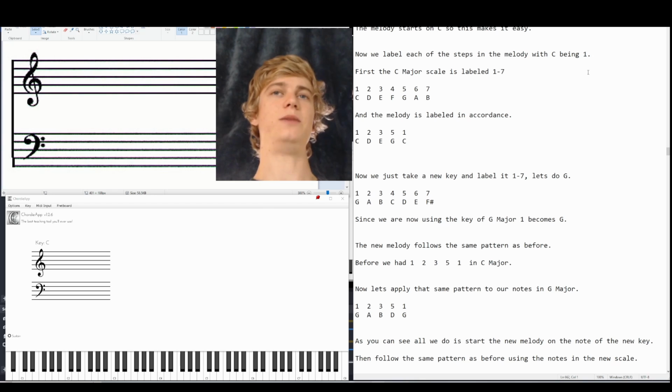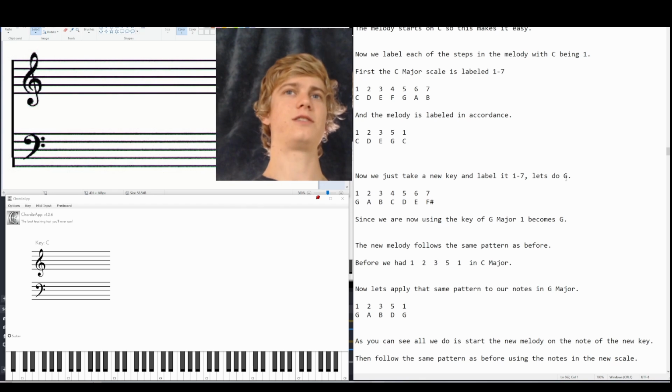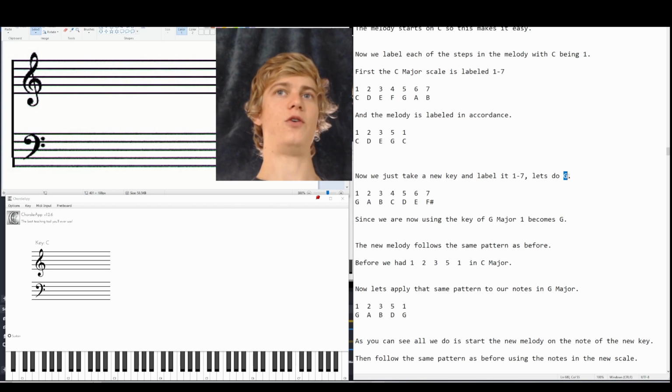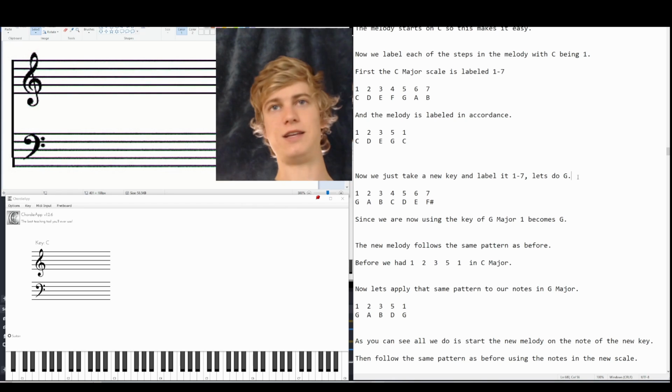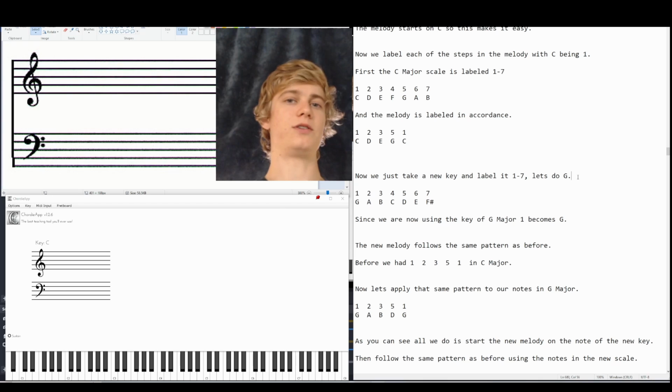So let's do G major. As you can see, I just said G right here, but I'm calling it G major. The thing is, if it's not labeled major or minor and it doesn't say anything, you automatically are going to know that it is major. And if it is minor or something else, it will be labeled. But again, if it's not labeled at all, you just know, okay, it's major.